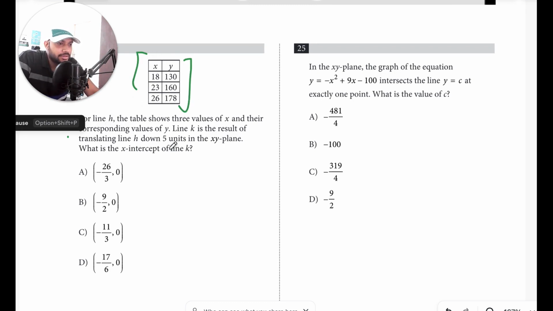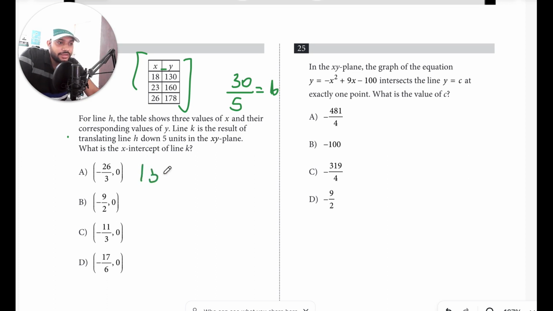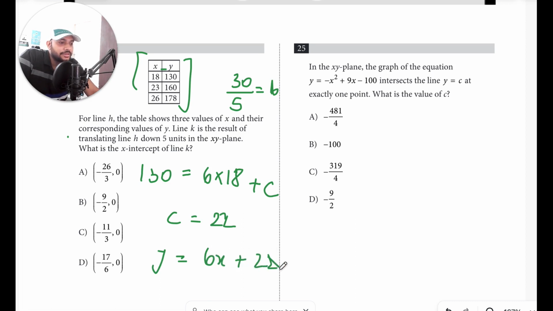So for line H, the table shows the 3 values of x. From x and y, let's first find the slope. 160 minus 130 is 30, over 23 minus 18 is 5. Slope is 6. That means the equation is going to look like, if I take the first pair of points, 130 is equal to 6 times 18, 6x, plus c. C is the y-intercept. We get c as 130 minus 6 times 18, which is 108. So that's 22. That means we get the equation as y is equal to 6x plus 22. This is our original equation.